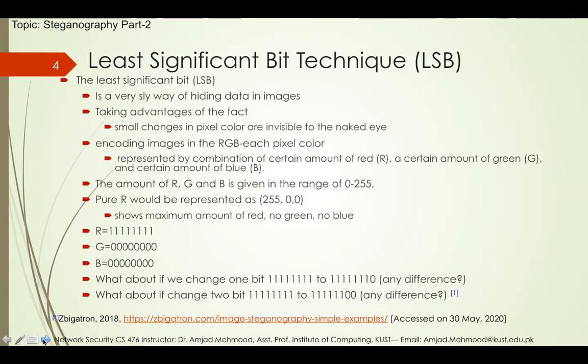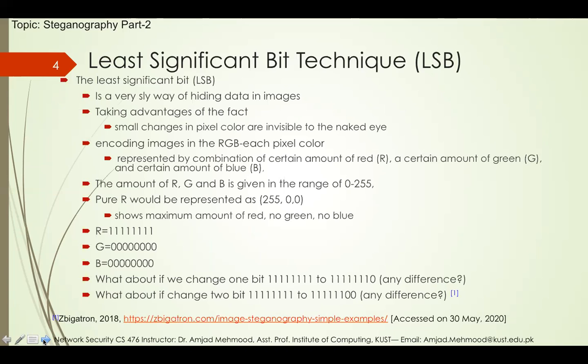If you remember, I explained image steganography with the help of two examples. One was JPG, JPEG concealing, and the other was the least significant bit technique. So this is the least significant bit technique. The least significant bit technique is a very simple way of hiding data in images, taking advantage of the fact that small changes in pixel color are invisible to the naked eye.